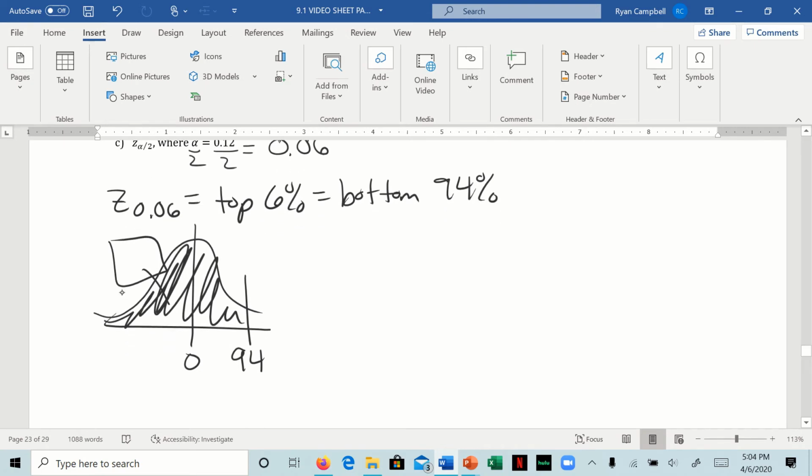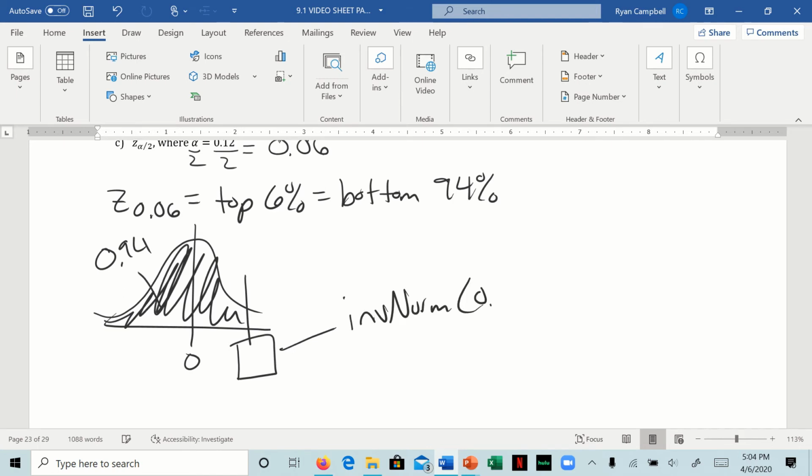Hopefully you said no, right? This is the 0.94, and this is what we want, right? Data values, z-scores go on the bottom, percentages go up top. So to find this, we do inverse norm, 0.94, comma 0, comma 1, and we end up with 1.55.